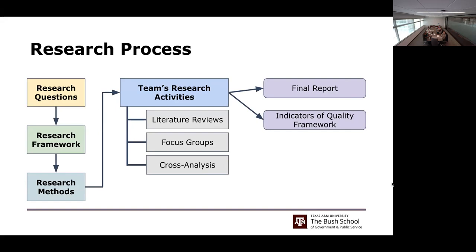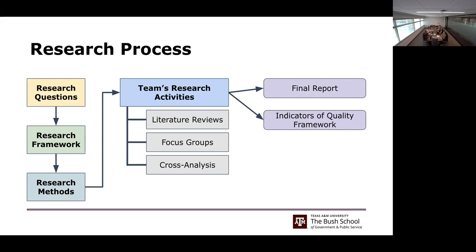This is a high-level overview of our research process. We started with some research questions in the fall, and we pared those down a bit once we got into our research and found the things that the research was more responsive to. Our main sources of input for data were literature reviews and focus groups with expert academics and practitioners. And these produced our final report in our indicators of quality framework.